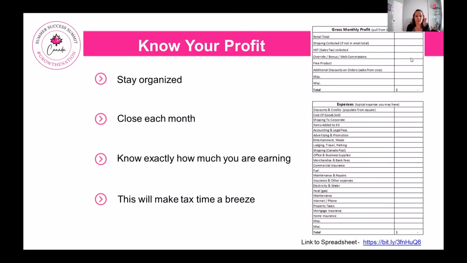So anything you got from corporate that they sent you a check for, or free product credit, that's considered income. So throw that on there. Additional discounts on your orders. If you got an extra 10% off, you could throw that on there. And that's going to help you see your true profit.